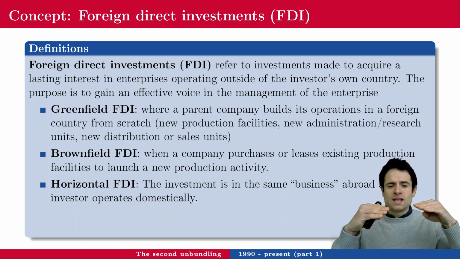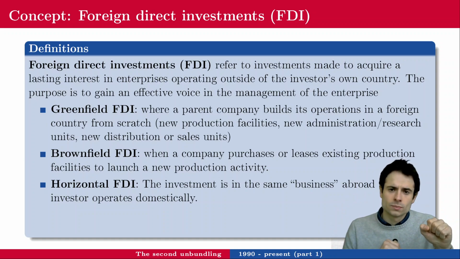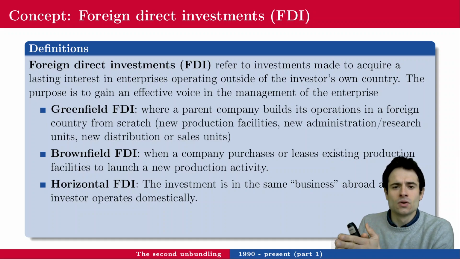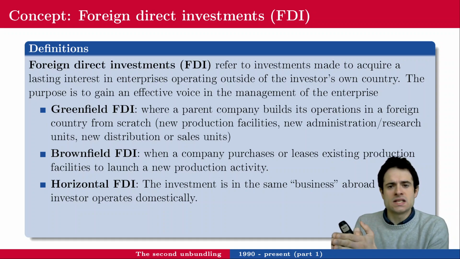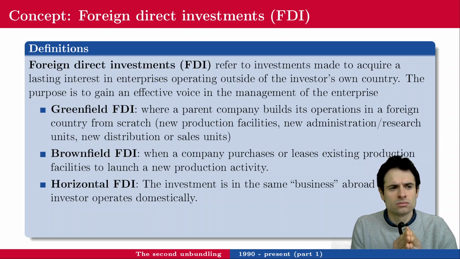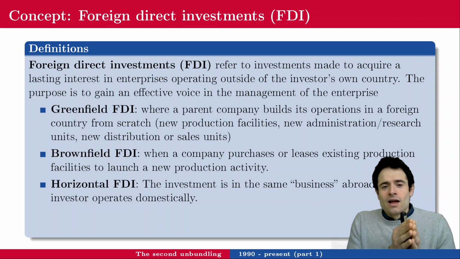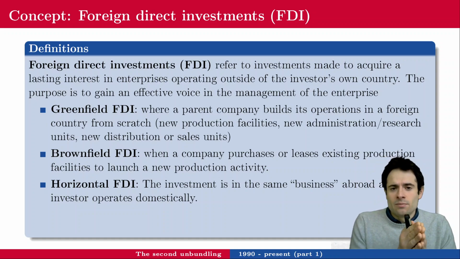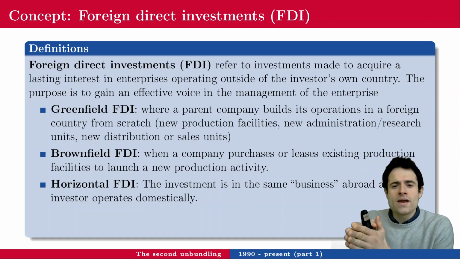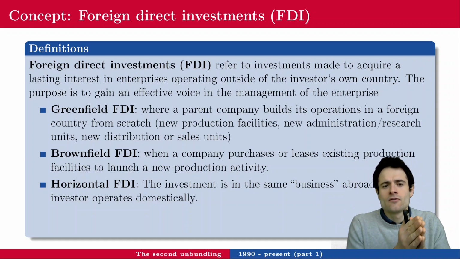So horizontal means it's at the same stage of the production process. If Samsung, who makes phones, is investing into a French firm who makes phones, there is one, I think it's called Wiko, I forgot. My mom has a phone from there. That would be a horizontal FDI because it's an investment from one phone producer in another phone producer.